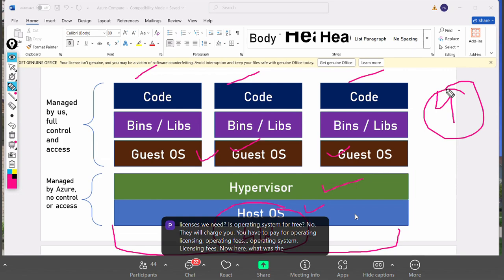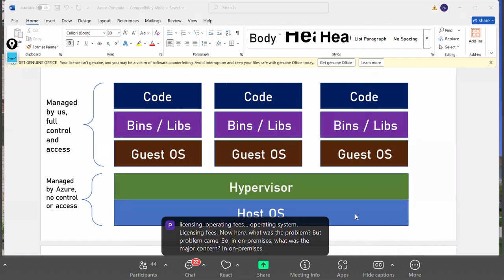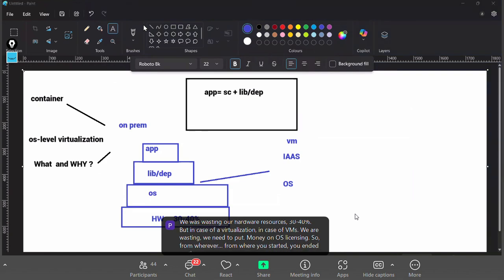Now here, what was the problem? So in on-premises, what was the major concern? We were wasting our hardware resources, 30 to 40%. But in the case of virtualization, in the case of VMs, we need to put money on OS licensing. So from where you started, you ended up there, right?